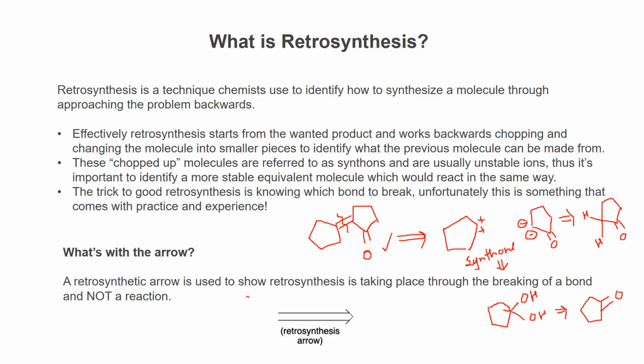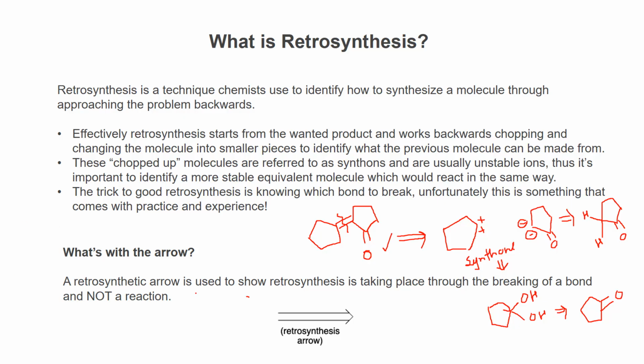So the trick to good retrosynthesis is knowing which bond to break. Like if you just see there are lots of bonds, if instead of this double bond you break this one, you will get an idea how we can form this compound. Unfortunately, this is something that comes with practice and experience. If you solve multiple types of questions and learn what type of bonds can be formed easily, you can break that bond first. So it comes from how much you practice this topic.